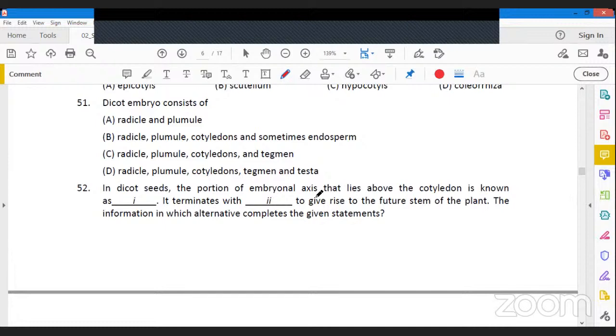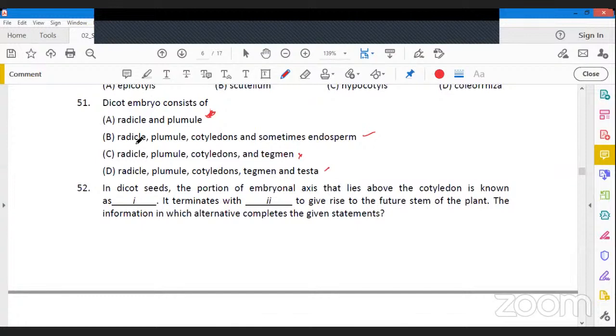So what does the dicot embryo consist of? Radicle and plumule, correct. Cotyledons and sometimes endosperm, this is also correct. So this one will give you more information: radicle, plumule, cotyledons and tegmen, and testa. Tegmen and testa, those are the seed coats. So which one would be the best answer?